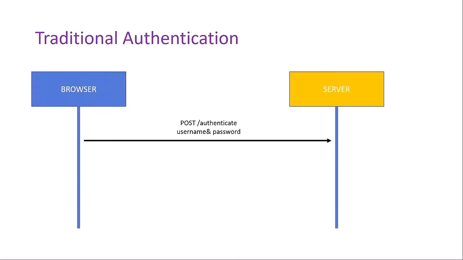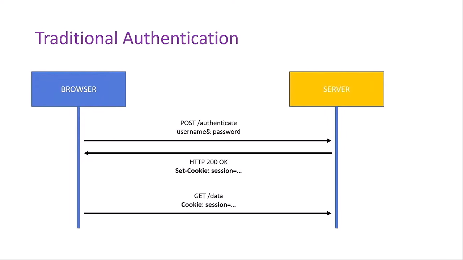And if they exist, a session is securely created by the server and stored in the server's memory. Then this server will send back a session which gets stored in a cookie in the user's browser. And then if the user wants to get some data from the API, along with the request, the cookie with the session ID is passed in the request, which then gets verified by the server and the data is returned in an HTTP 200 OK response.